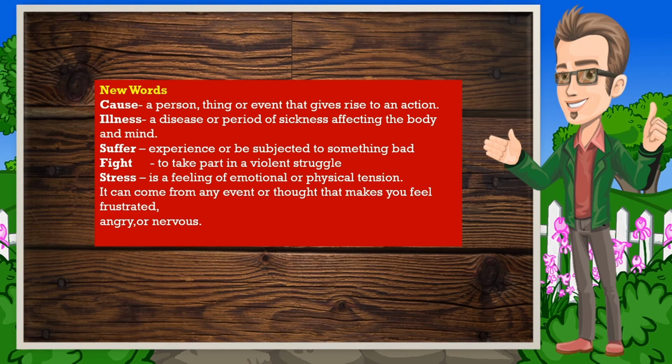Suffer. Suffer, to experience or be subjected to something bad. Number 4, fight. Fight is to take part in a violent struggle. Last one, stress. Stress is a feeling of emotional or physical tension. It can come from any event or thought that makes you feel frustrated, angry, or nervous.